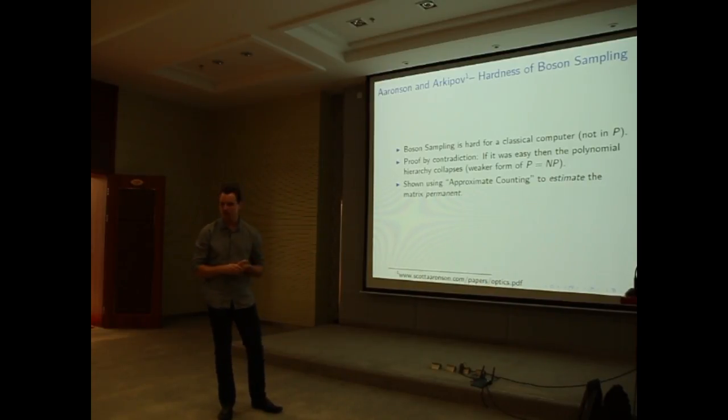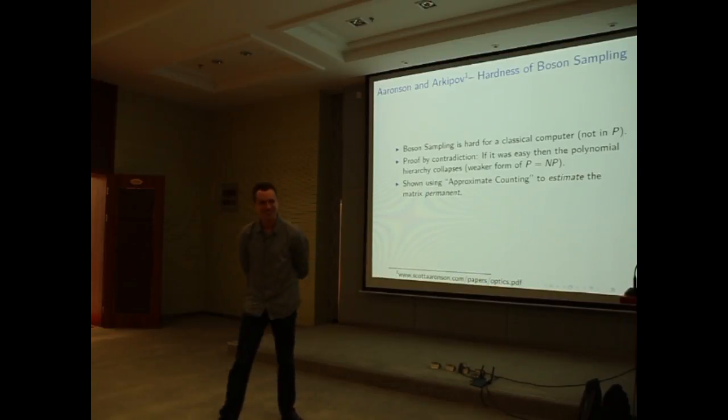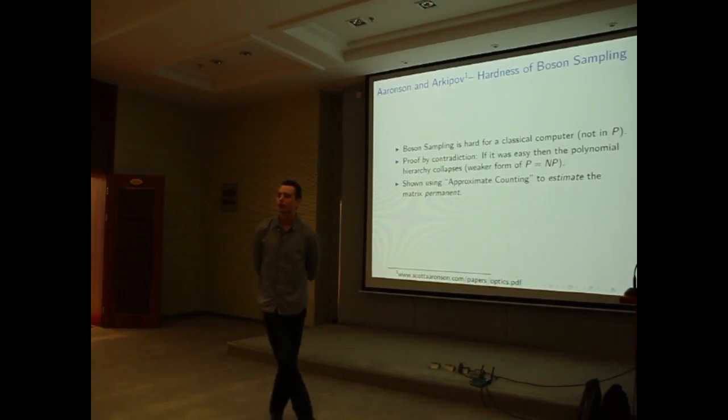So I'm not sure what you want me to say. That's a bad analogy. Keep going. I want you to tell me why boson sampling is a decision problem. It's not. No, not, no. But then I don't know why it's a weaker form of P equals NP.